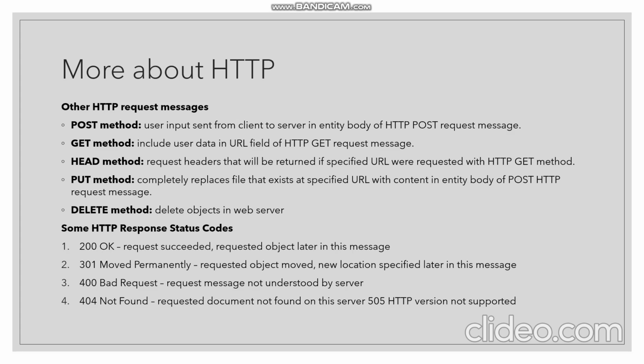Some HTTP response status codes are 200 OK. That means that the request is passed successfully and the requested object appears later in the message. 301 Moved Permanently means that the requested object has moved and the new location is specified later in the message. 400 Bad Request means the request message is not understood by the server. Then comes the last, 404 Not Found. The requested document is not found on the server.